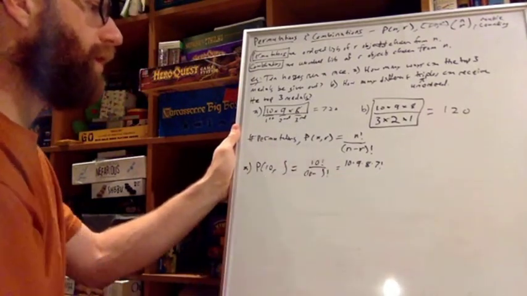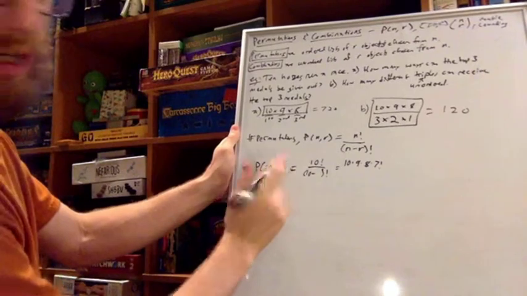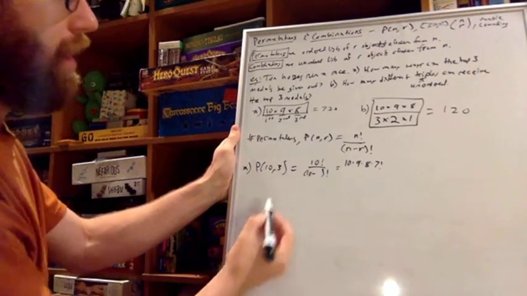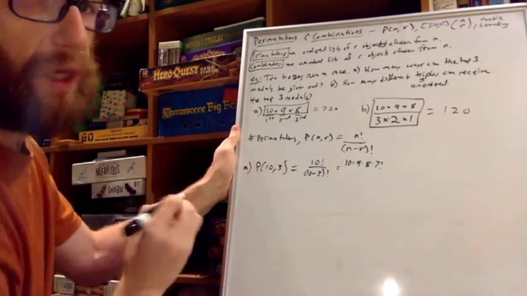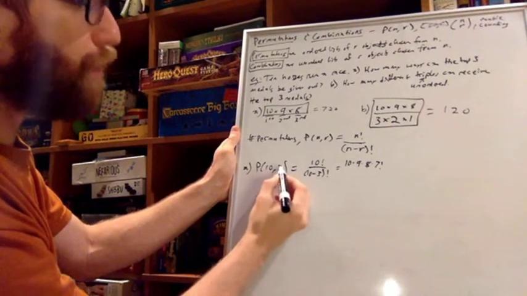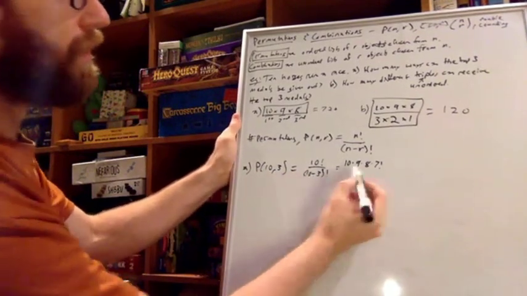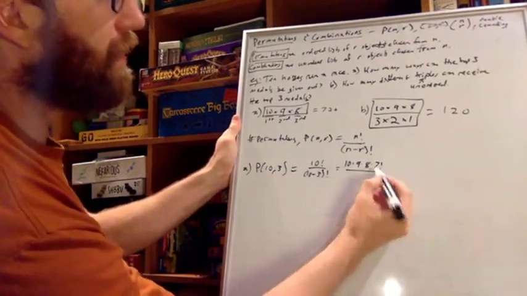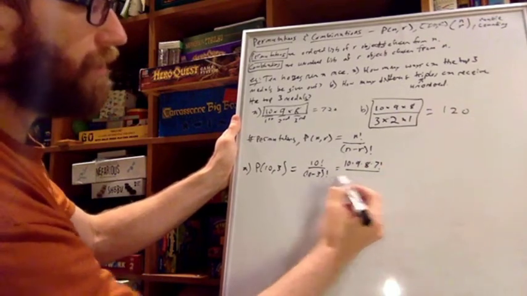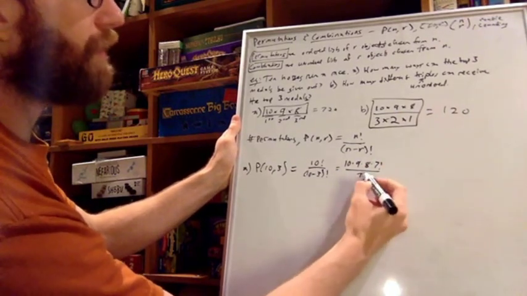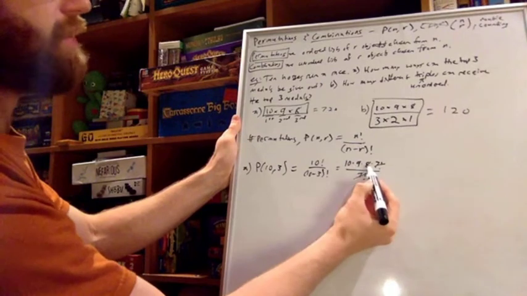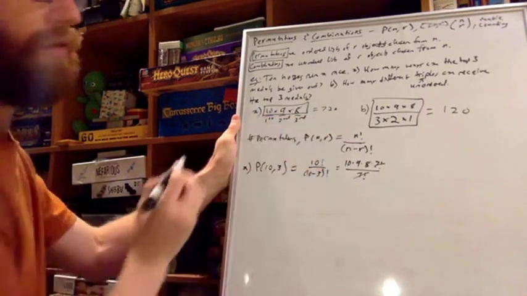I'm choosing the top 3, not choosing the top 7. So this should be 10 minus 3, and that's where I got my 7. So this should be P10(3), 10 factorial over 10 minus 3 factorial: 10 times 9 times 8 times 7 factorial, divided by 7 factorial. And this is 10 times 9 times 8, which is the answer that I got for part A.